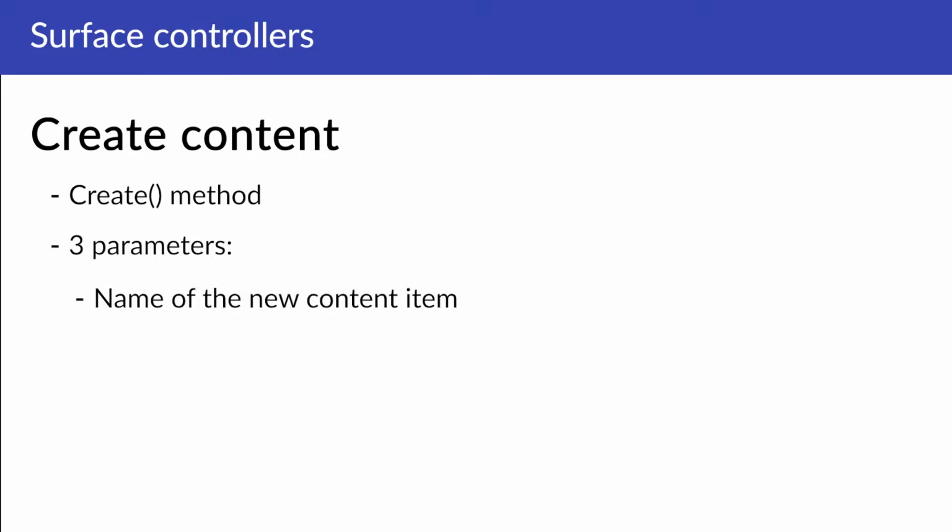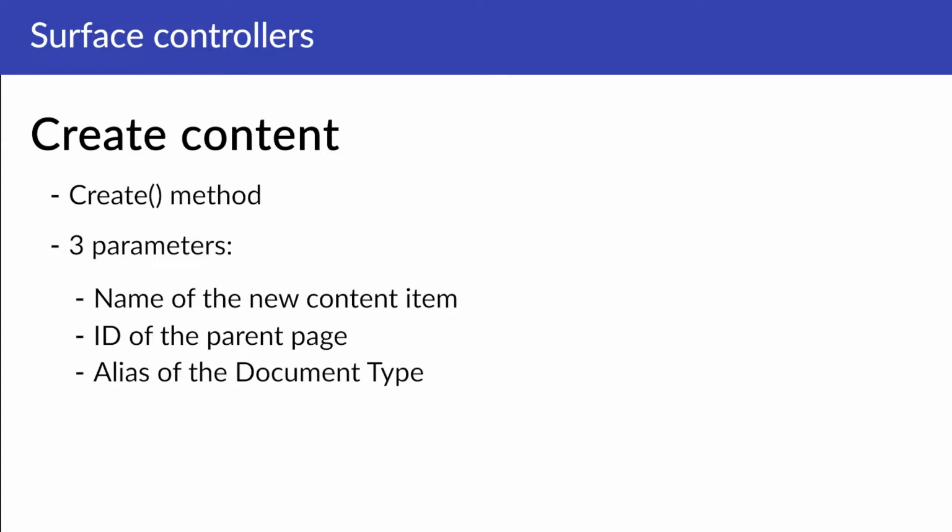Now, the content service that we're going to be using has a method called create, which we'll be using to create new articles for our website. This method takes 3 parameters. The first one is the name that the new content item, the new article, should have. The second one is the ID for the parent page, so the page that the article should be placed under. And finally, the third parameter is the alias of the document type that we will be using for creating the new content item. In our case, we will be using the article document type.